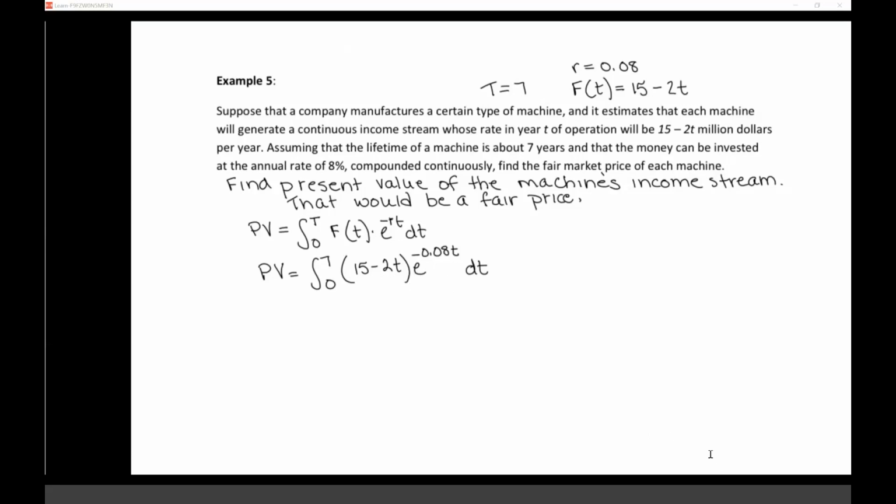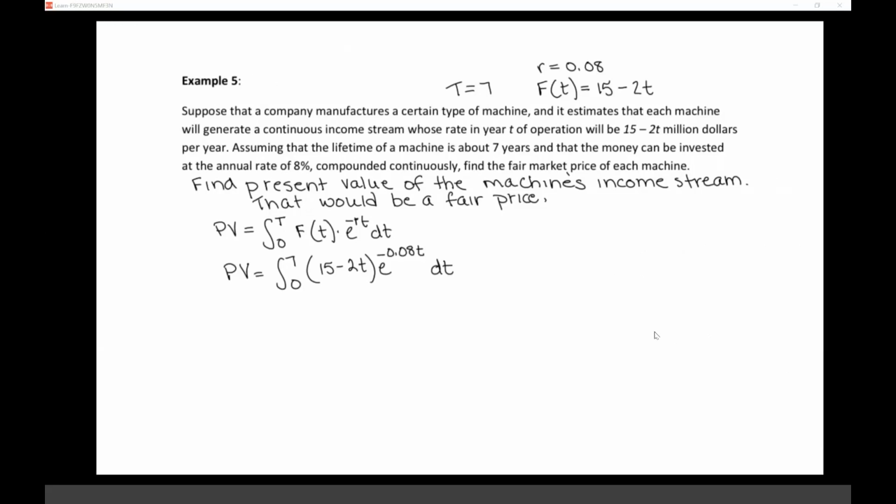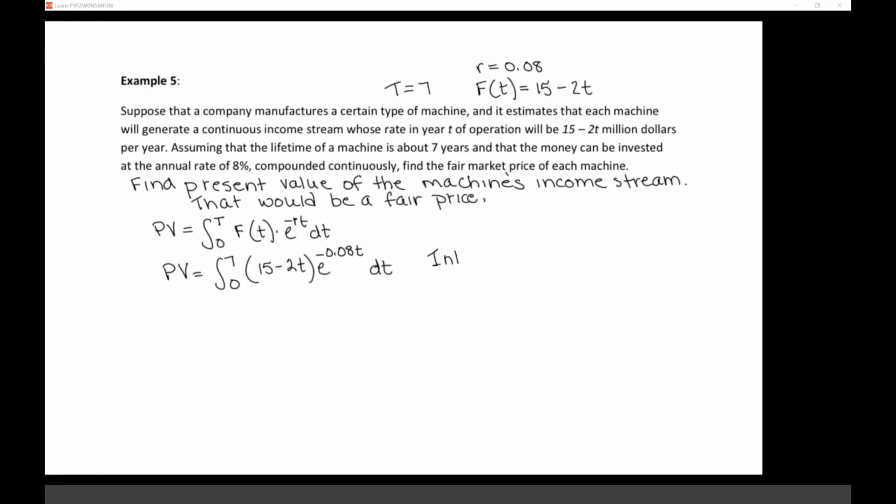These look like two totally unrelated functions. So how do you integrate a product of unrelated functions? Anybody have any thoughts? By parts. Yay, Miriam. Okay, so I need to integrate by parts. That's when you have two functions that are not related.